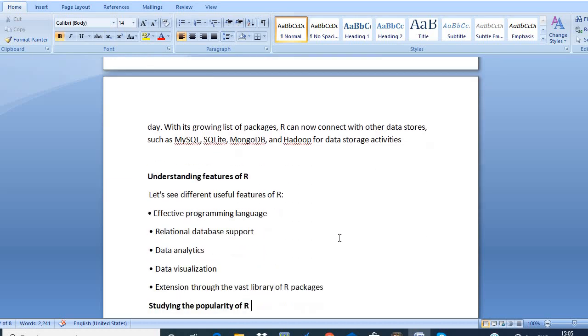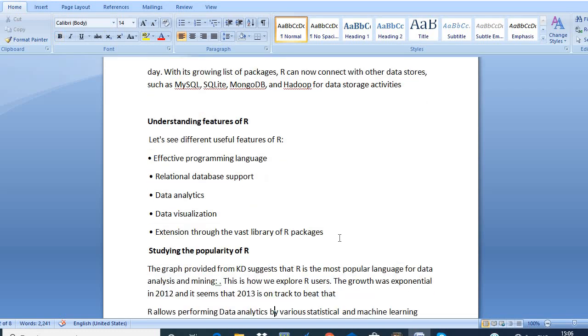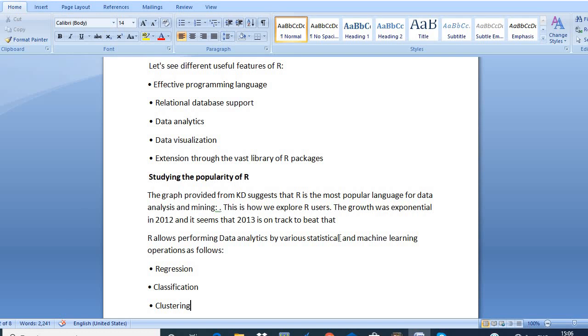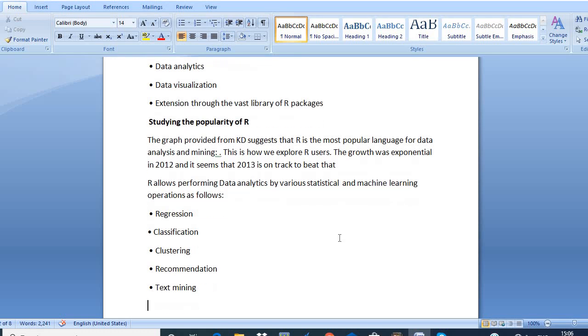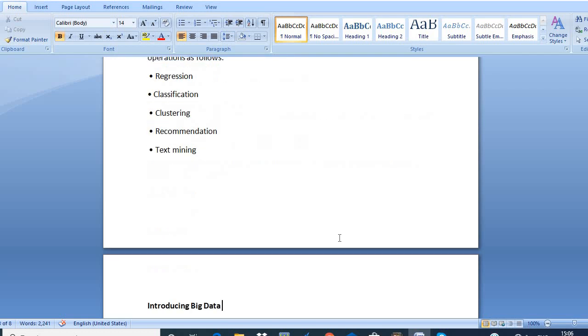Understanding the features of R. These are the different features of R. It is an effective programming language. It uses an RDBMS, a relational database. Then a data analytics facility is there. Data visualization can be done in R. Also, it is extendable using a vast library of R packages. Studying the popularity of R: the popularity of R is increasing from 2020. There is an exponential growth in the users of R. R allows various operations like regression, classification, clustering, recommendation and text mining.